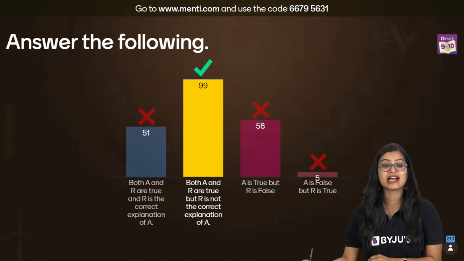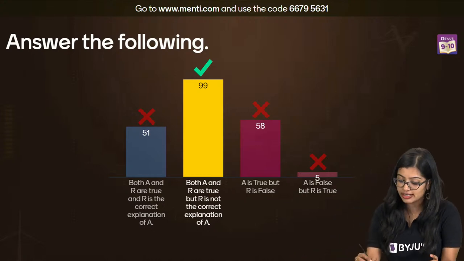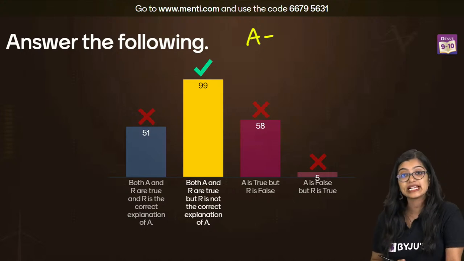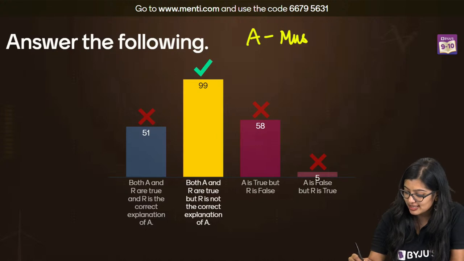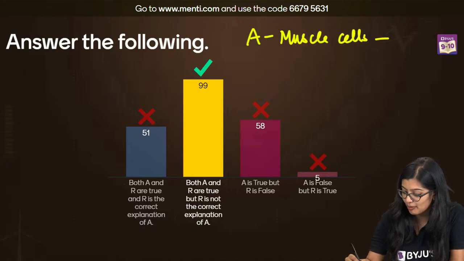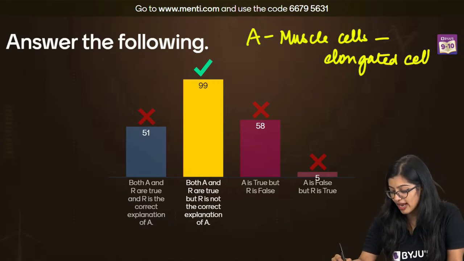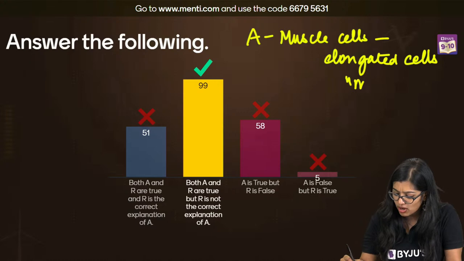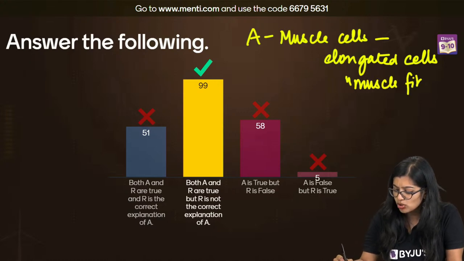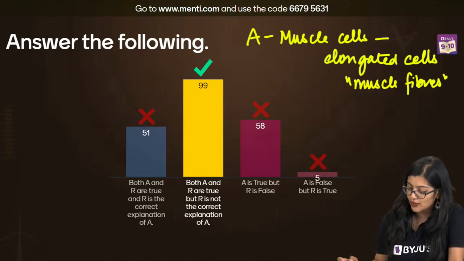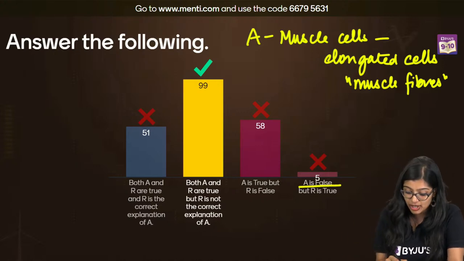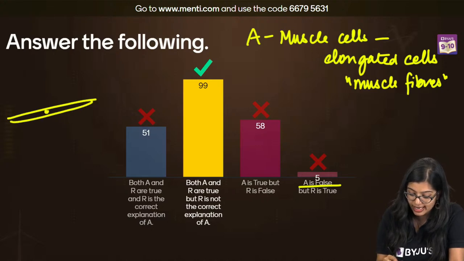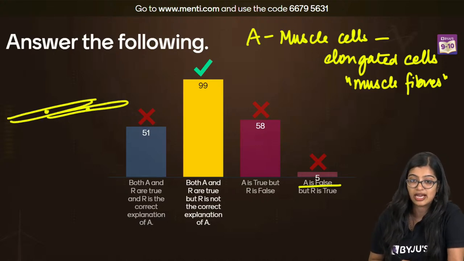Okay. What was the assertion statement? Ma'am did not understand. No problem. Assertion reason says that the muscle cells are made up of elongated cells, which we often call muscle fibers. Now, who is wondering that this statement is false? This statement is true, right? Muscle fibers are normally all made up of elongated cells, and we often call them muscle fibers.